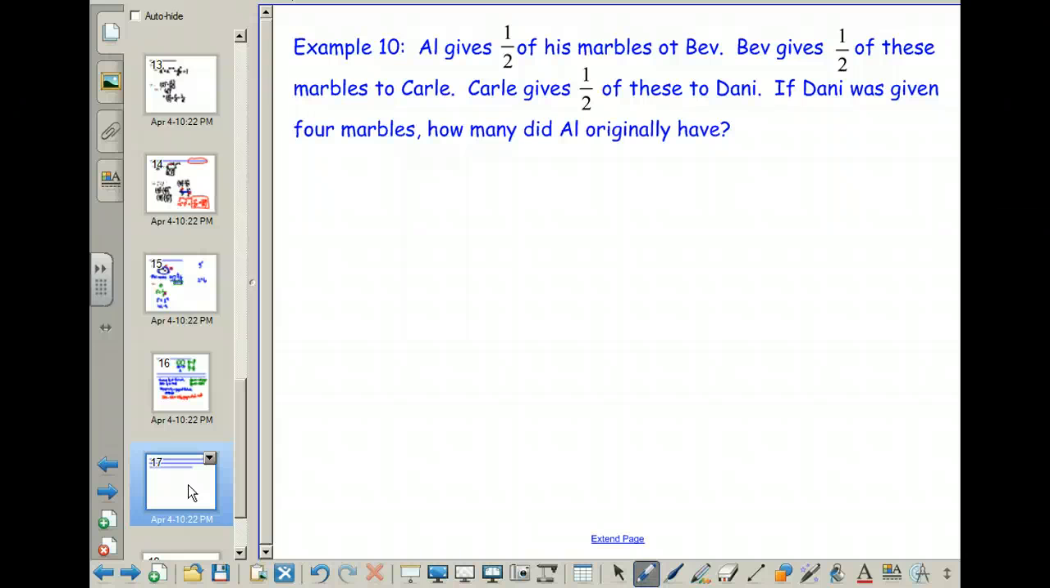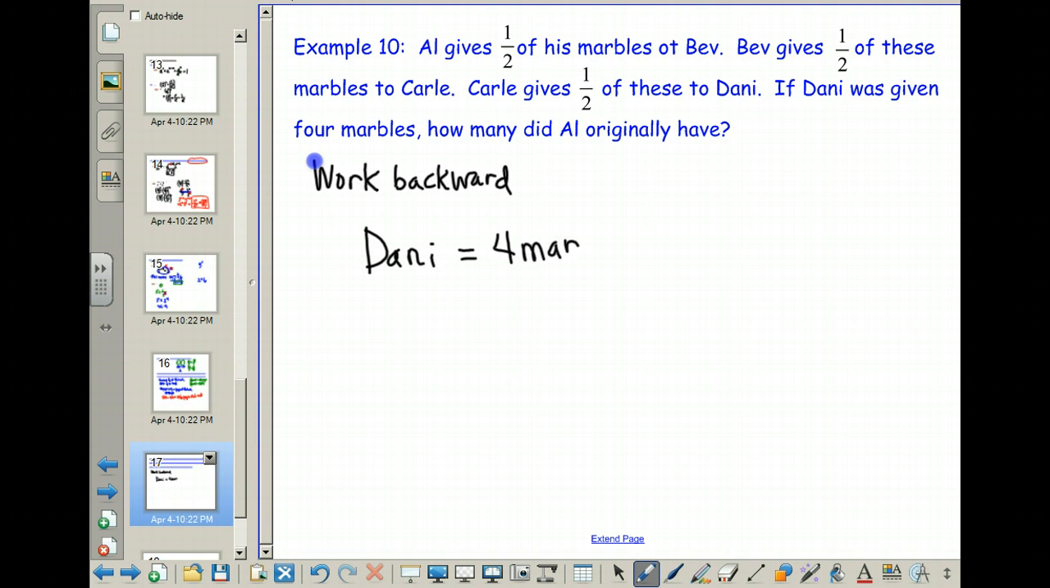So I'm going to show you this problem. Again, it's not the only way to do it. The one really nice way to do it is to work backwards. So we're going to start with the last person, Danny. Danny has 4 marbles. But she received those marbles from Carl, right? So Carl originally had how many marbles? 8. Before he gave half away, yeah?